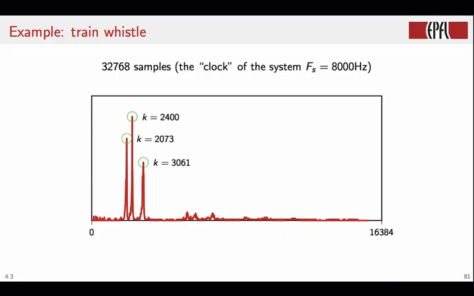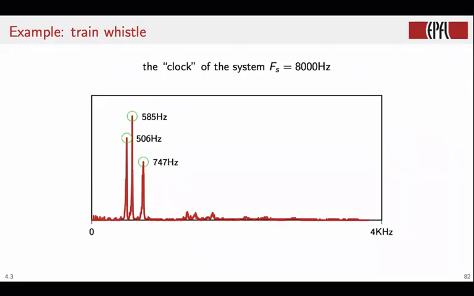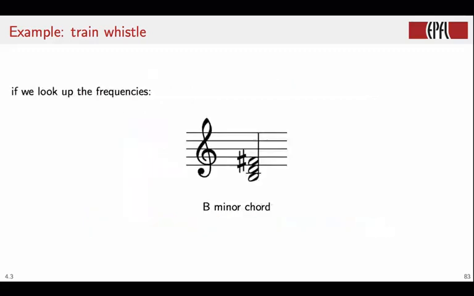To find the real frequency there, we just apply a linear mapping from 0 to 4 kHz, and so the frequency of any intermediate point will be 4 kHz divided by the total number of points multiplied by the index k. With this rule, we can find the value in hertz corresponding to the 3 peaks in the DFT, and the values are shown here in the figure. And if you look up the closest note in the Western tuning that these frequencies correspond to, you obtain that the train whistle is nothing but a simple B minor chord.